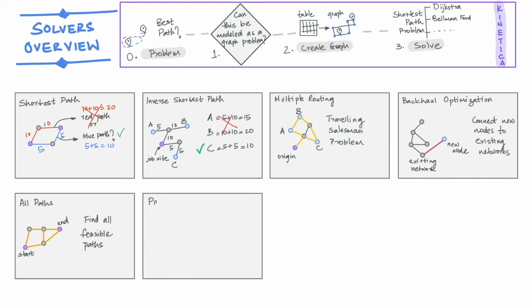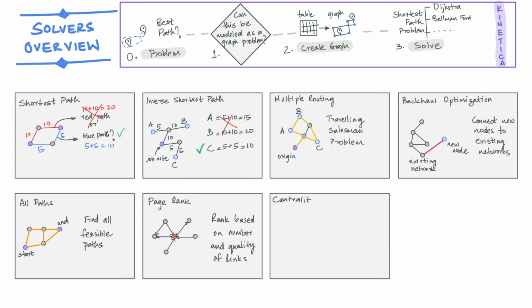The PageRank solver finds the most important nodes in a network based on the number of connections. Kinetica's solver is based on the PageRank algorithm that was developed by Larry Page and Sergey Brin and implemented as the backbone for Google's search engine.